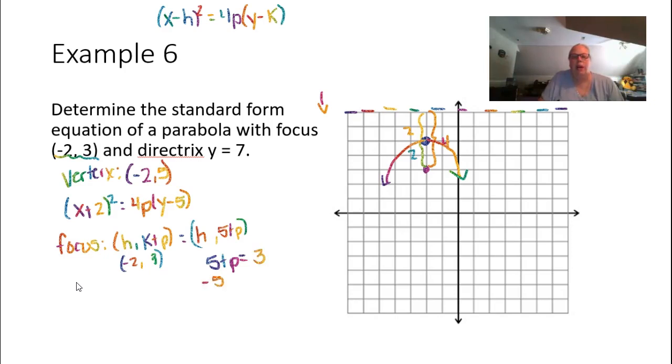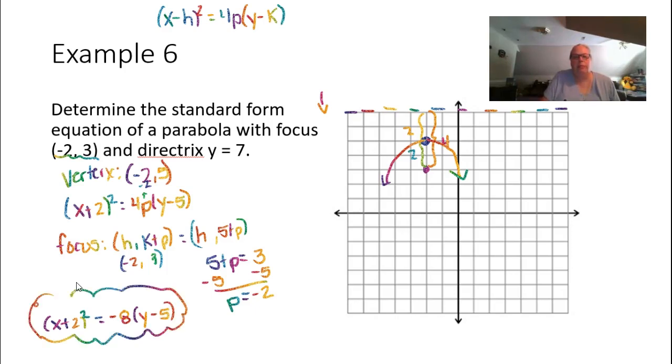And if we subtract 5, that tells me that p is going to be equal to -2, which makes sense because remember our parabola is opening down and we want our p to be negative. Okay, so all I need to do is put my -2 in right here for p. That's going to give me x plus 2 squared equal to, let's see, 4 times -2, that's going to give me -8, and then y minus 5. And here we go. There's the equation for my parabola.